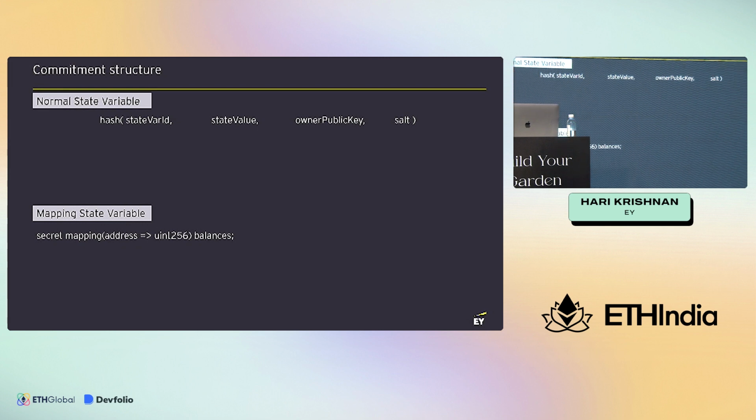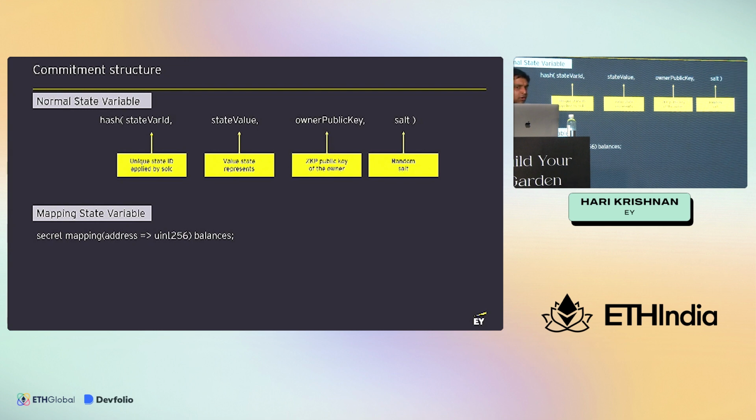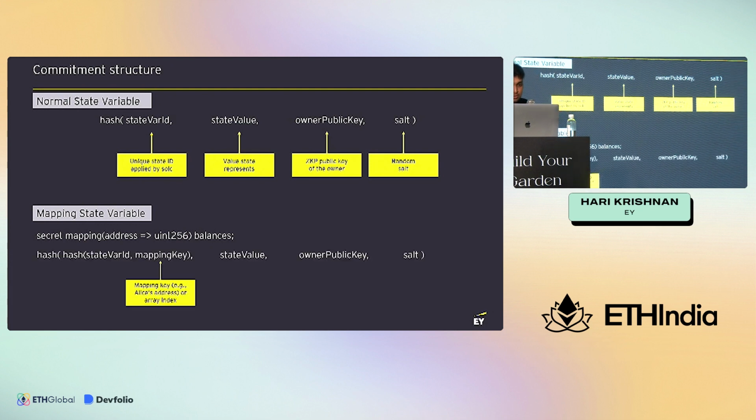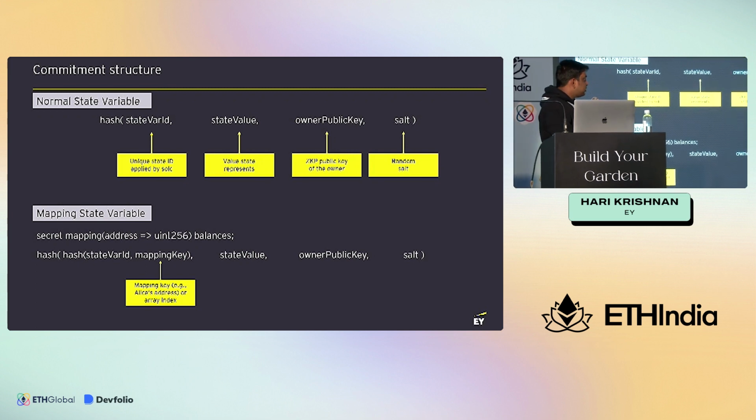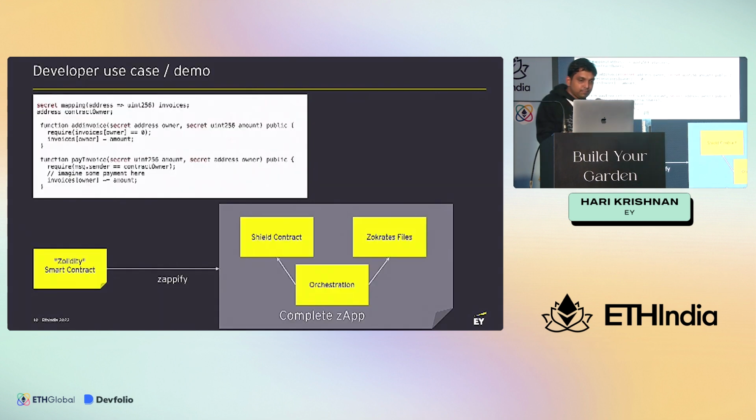And then the public key of the owner, and we have a salt to kind of avoid duplicate commitments. It's pretty easy for a normal state variable because we have a state variable ID that is unique. Now, it's a bit tricky when you have mappings or arrays, where you can have one state variable ID and a lot of elements related to it. In this case, we take something called a mapping key, which could be your address or the array index, and that is used instead of the state variable ID. So it's basically a hash of the state variable ID and the mapping key. That's the first input. The rest of the three inputs are pretty much the same.